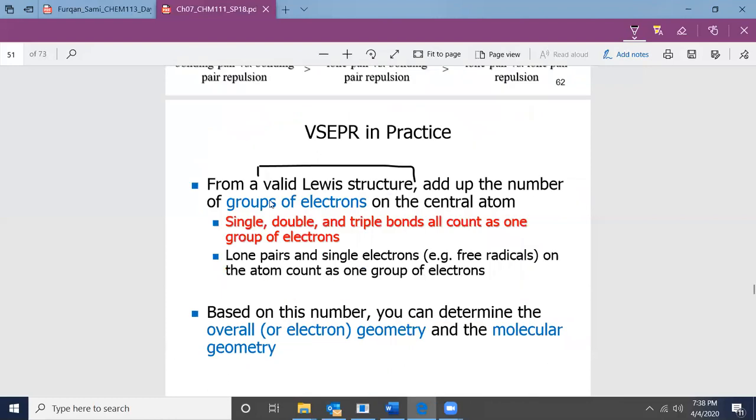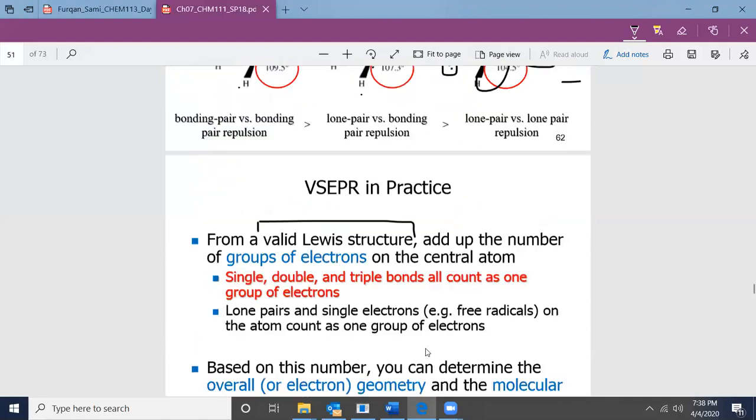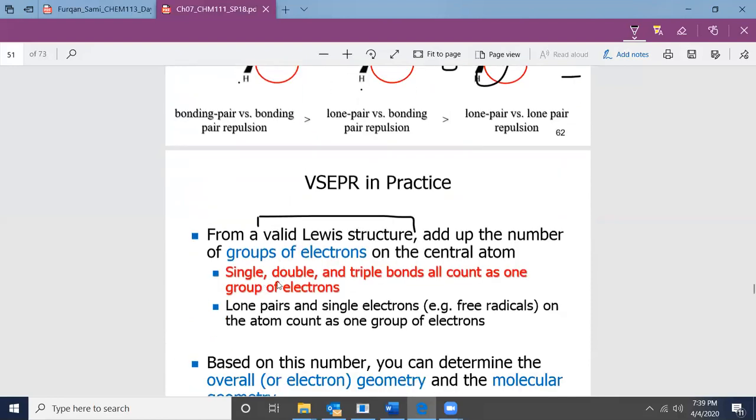Keep that in your mind. We are looking at the central atom. We are always looking at the central atom and what is around the central atom in terms of the electron groups. This total group, and this total group. When we are counting a group, we're not going to look at the single, double, or triple bond. They all count as one group of electrons.